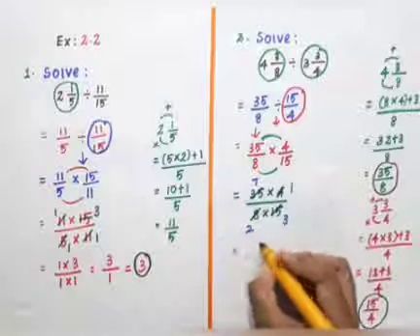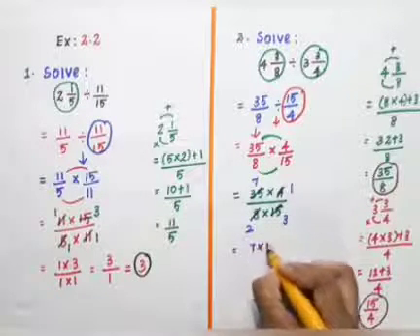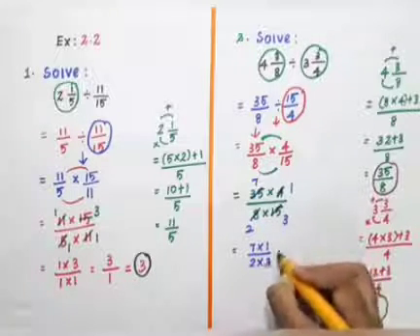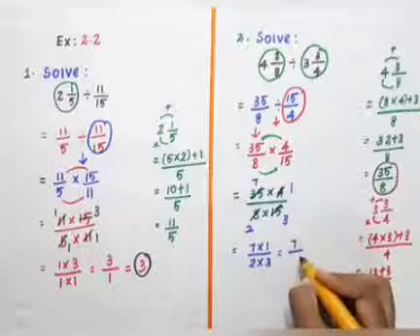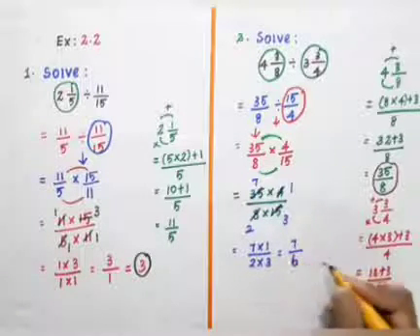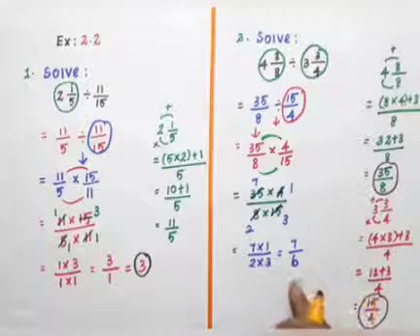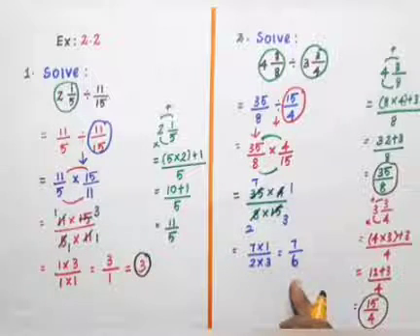The remaining is 7 into 1 divided by 2 into 3. This is equal to 7 into 1 is 7, divided by 2 into 3 is 6. Here 7/6 is an improper fraction, so it can be converted into a mixed fraction.